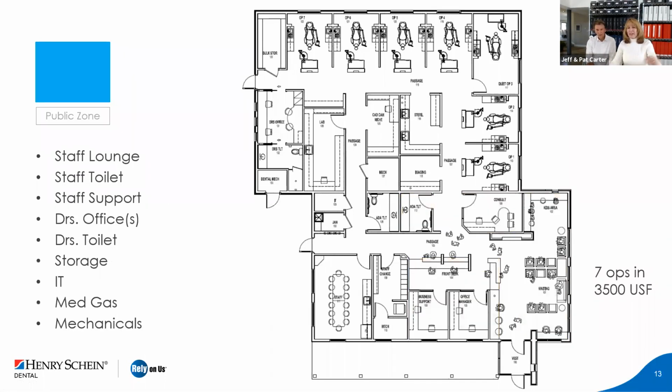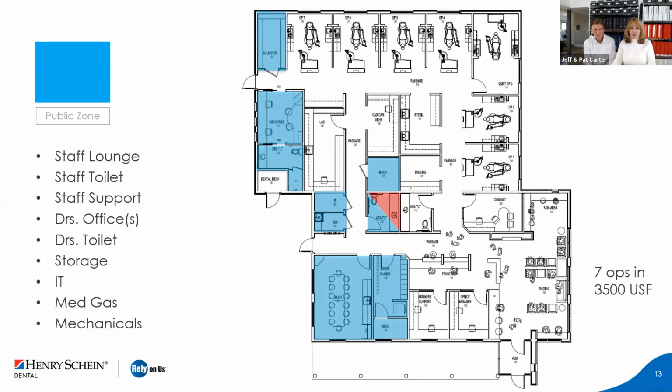When you have zones against zones, we still have certain areas and certain distances that we want to create. And then there's this thing called the private zone. Obviously, staff and doctors need areas where patients aren't going to be, and that is things such as staff lounge, staff toilet, staff support, whether it's storage or toilet, doctor's office, doctor's toilet, general storage areas, the IT closet, the med gas closet, the mechanicals. All of those are considered private because they're not patient interactive spaces.